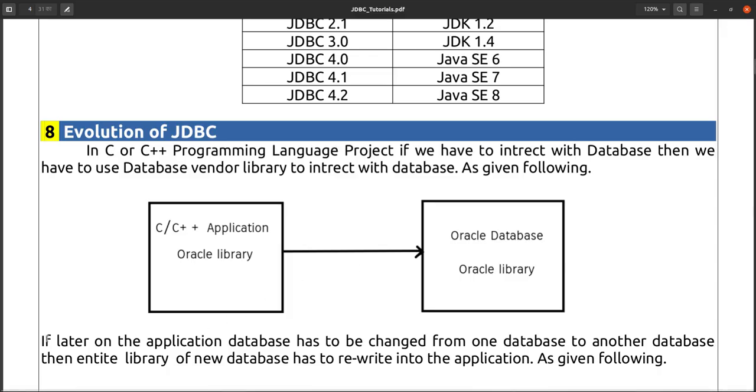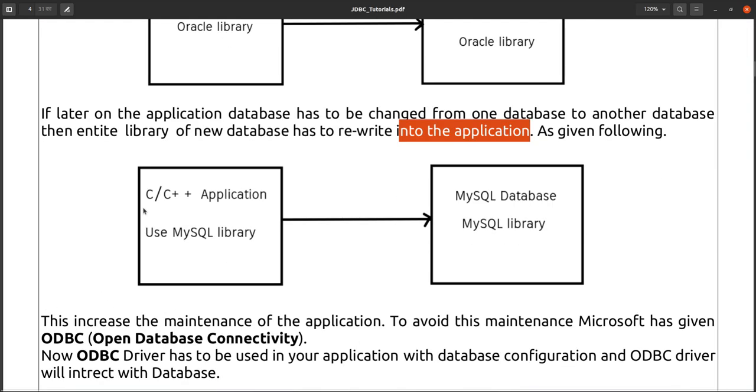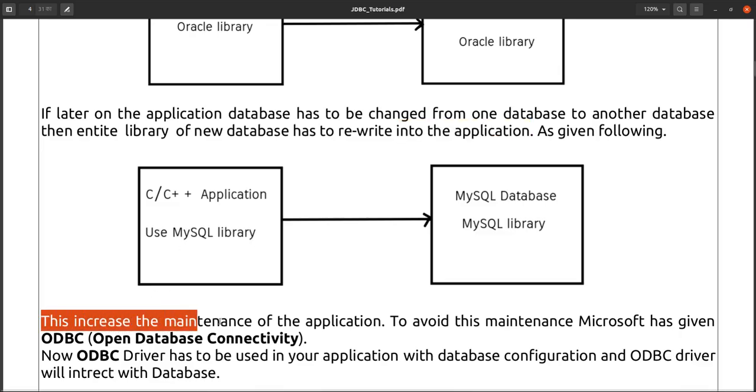Later on, suppose this application is currently using the Oracle database, but I want to switch to MySQL, PostgreSQL, or SQL Server. How is it possible? You have to rewrite the code in your application. Wherever you are using the Oracle library, you have to change that code to the MySQL library. This gives a maintenance issue, and it increases the maintenance of the application.